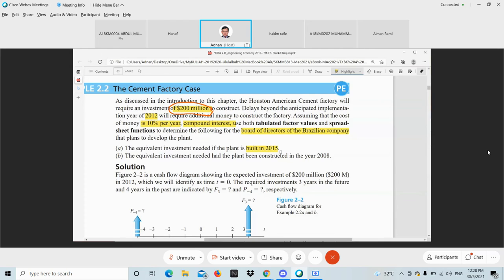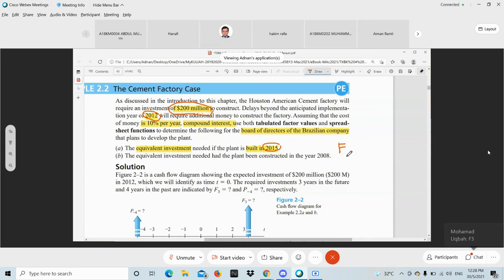Okay, what will be the investment? Okay, the investment pada 2015. Okay, apa maksud di situ? Okay, anyone? Okay, kita kata equivalent investment. Kita nak cari apa ni? Nak cari apa? P ke apa? Okay, we want to find the future value of what? What is F? F what? 2012 sekarang, 2015. F apa? F3, correct. Okay, we want to find the F3.